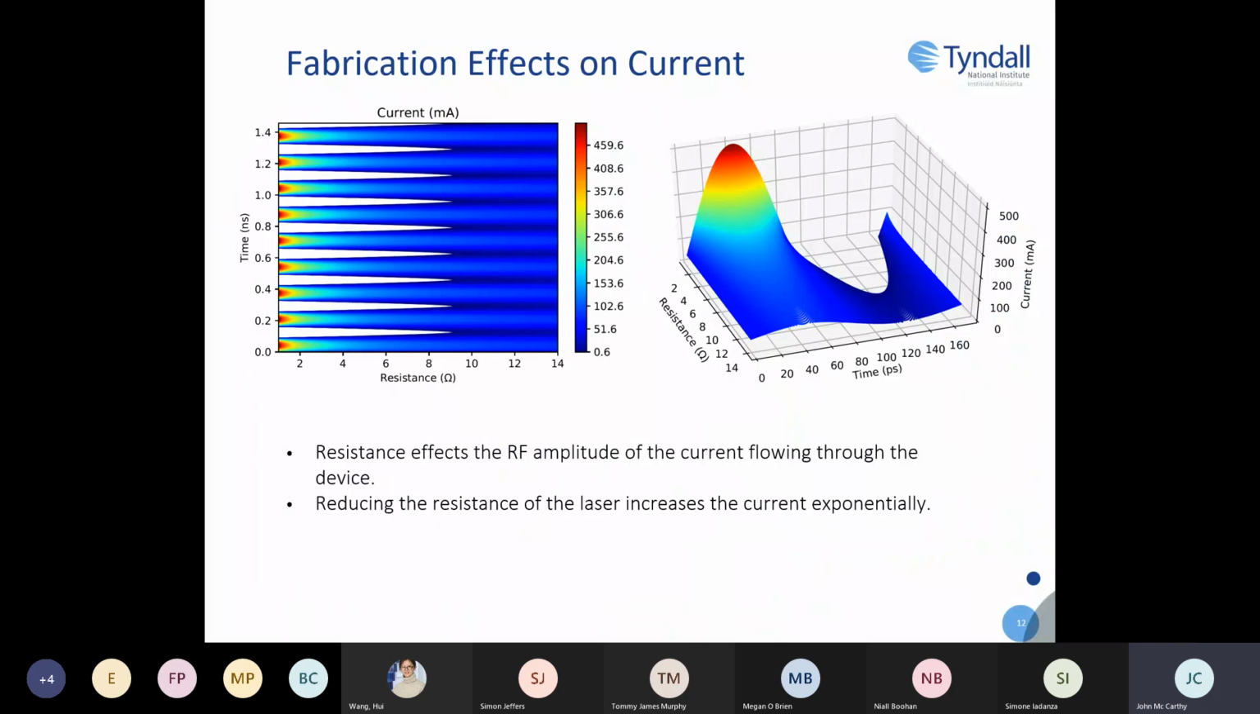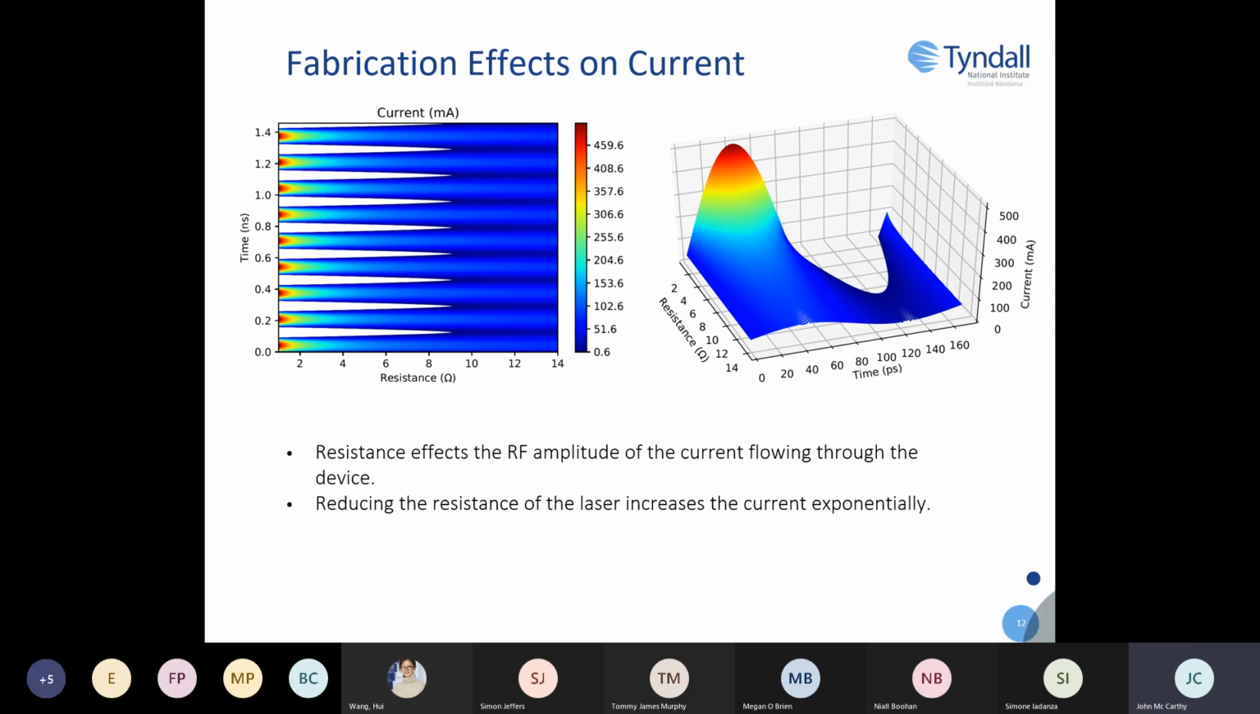So let's have a look at resistance first. This three-dimensional plot represents how the current in the time domain changes as the resistance is varied from 1 ohm to 14 ohms. The color represents the current with time on the y-axis and resistance on the x-axis. I also have a three-dimensional plot of the current through one oscillation period for your convenience.